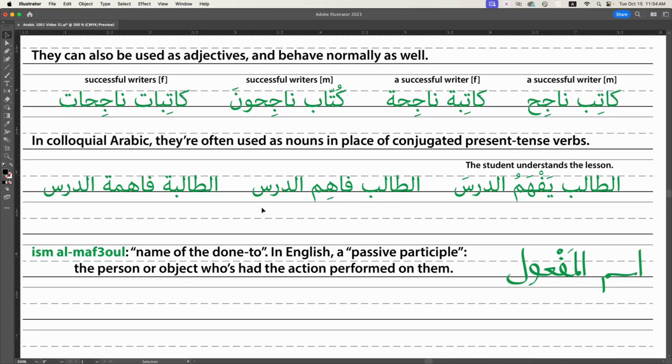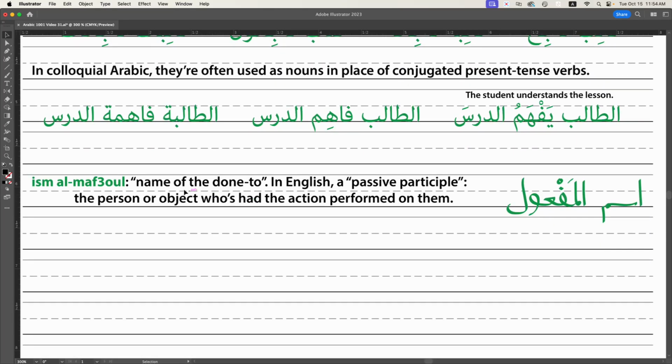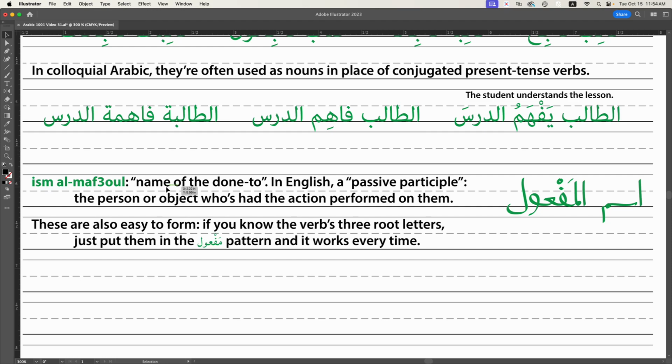Let's move on to the next topic, what we call the ism maf'ul, the name of the done to. In English, a passive participle. Again, not a word that you're likely to have heard very often. But this is the person or object who's had the action performed on them. Not the person who did perform the action, but rather the person who's had the action performed upon them.